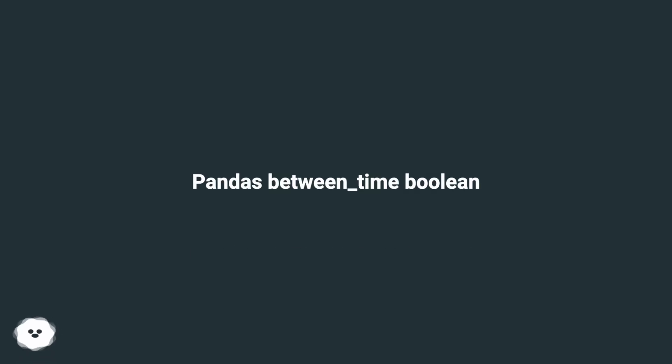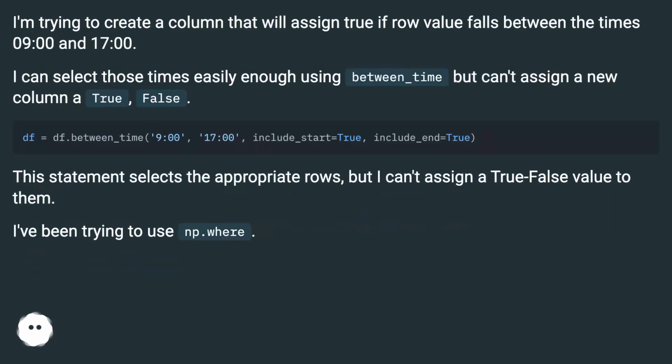Pandas between_time Boolean. I'm trying to create a column that will assign True if the row value falls between the times 9 o'clock and 1700 hours. I can select those times easily enough using between_time, but can't assign a new column a True/False. This statement selects the appropriate rows, but I can't assign a True/False value to them.